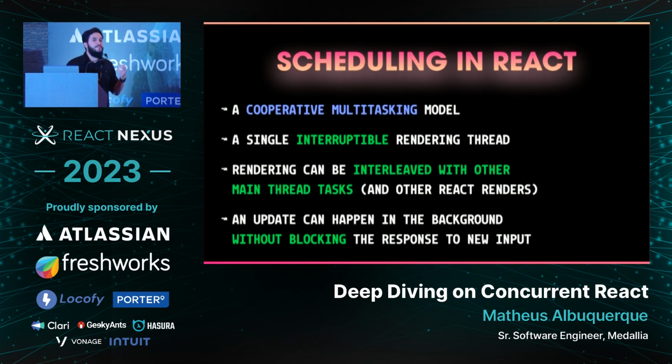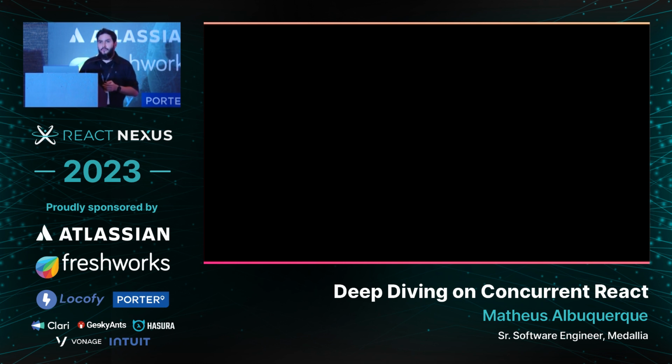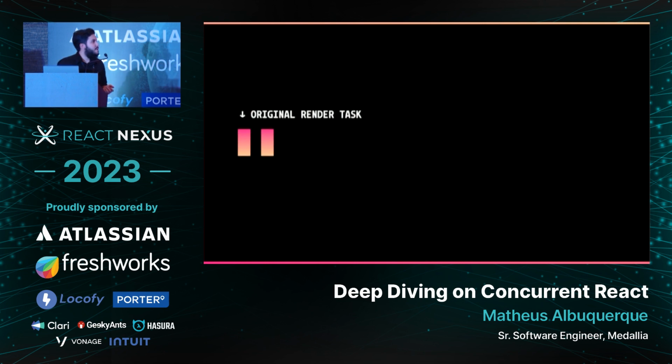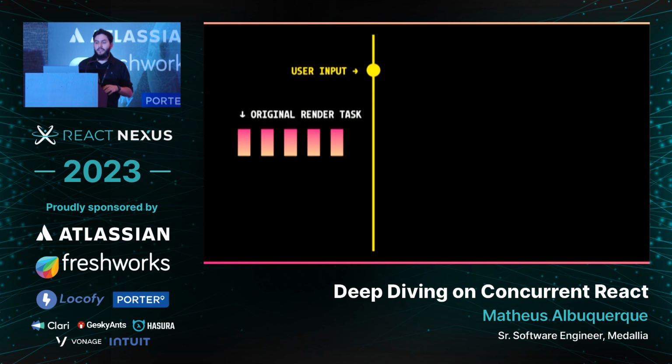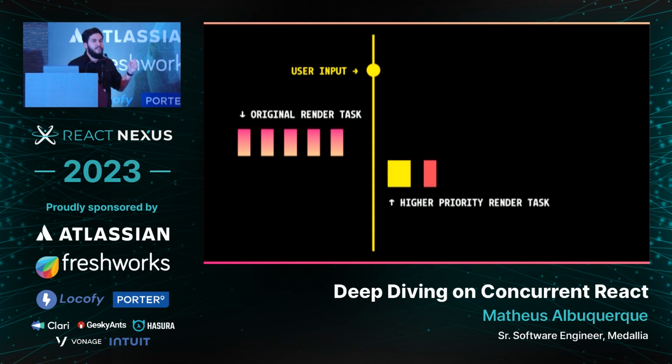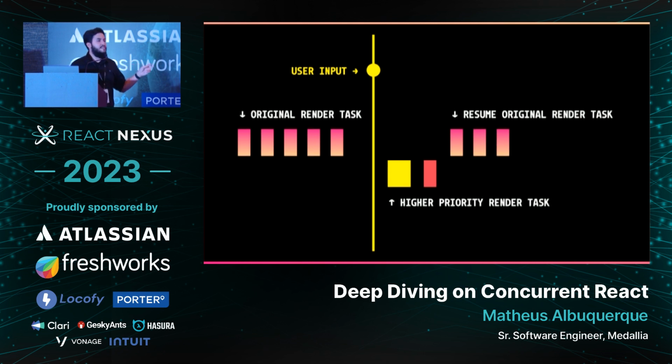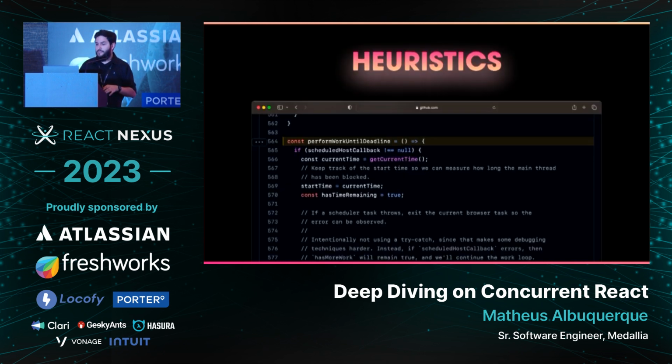And that's why an update can happen in the background without giving the feeling of interruption, and then it can be resumed afterwards, for example, in response to new input. So it's easier if we can visualize. Let's say we have an original render task, like some table, and then some user starts typing. So we have user input, and that's high priority. So it's paused, and then this high priority thing is processed. And then, because of what we discussed, it can be resumed without problems.